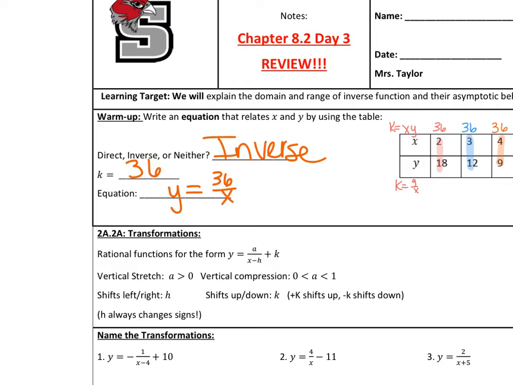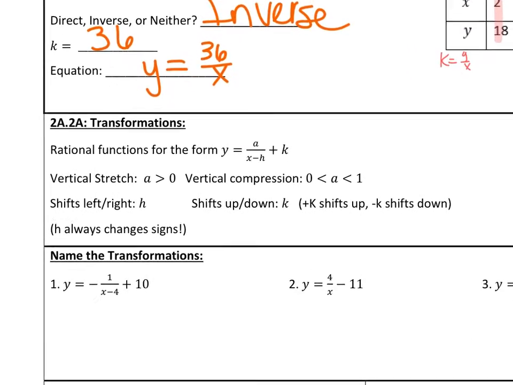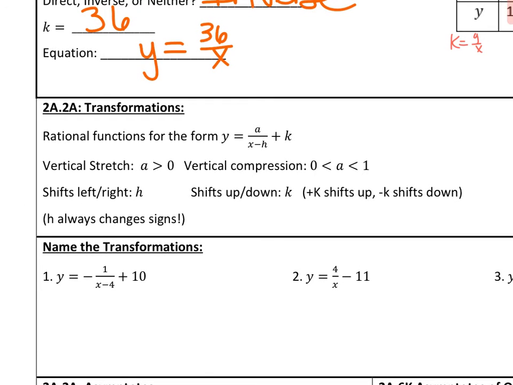Then on 8.2, day 1, I kind of quickly went through transformations, maybe a little bit too fast, so I wanted to come back and talk about it again. I didn't do the B today, but I did do A, H, and K. A causes a stretch or a compression. If A is greater than 1, it's a vertical stretch, which basically means these branches are actually stretching further away from the asymptotes. And if it's a vertical compression, that means the branches are getting closer to the asymptotes. Compression would be if A was a number between 0 and 1.